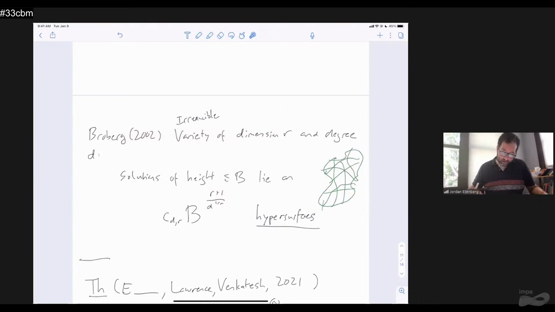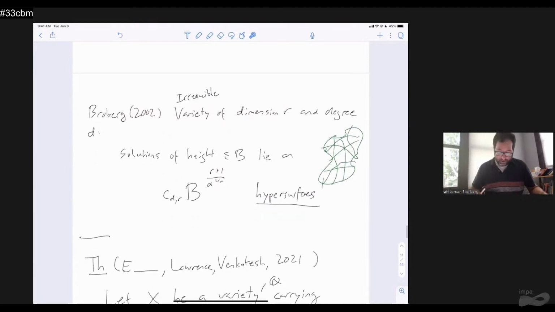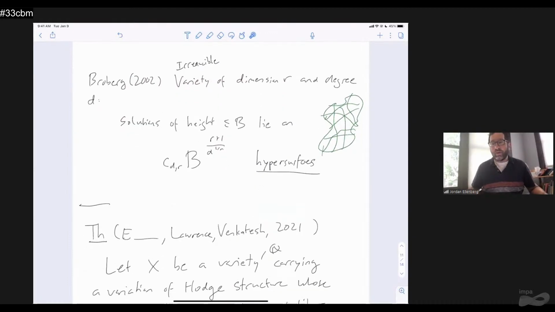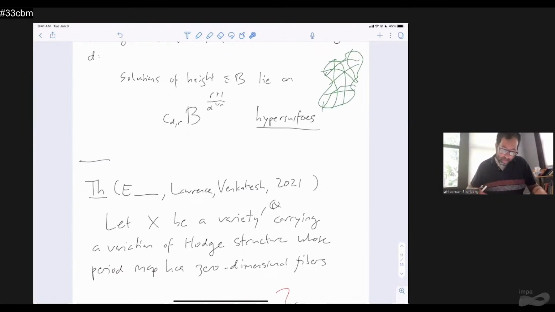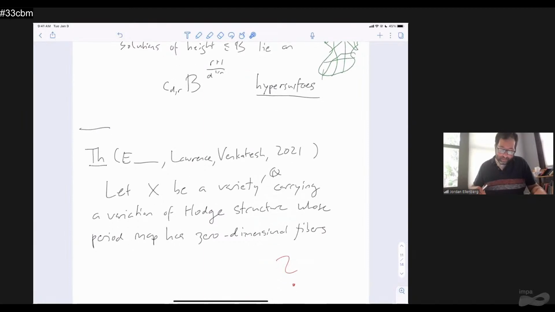Okay. So in the last 5 minutes, maybe I will just very casually state a result that hopefully will be up on the arXiv quite soon. We've written the paper. This is myself and Brian Lawrence and Akshay Venkatesh, just this summer. So here's the statement roughly as it is in the paper. We're going to have a variety which carries a variation of Hodge structure whose period map has 0-dimensional fibers. Okay, there's some set of people in the audience, Carolina included, who are like, oh, great, that's an interesting thing. And then a larger population of people who are like, what are the words? What are we talking about?